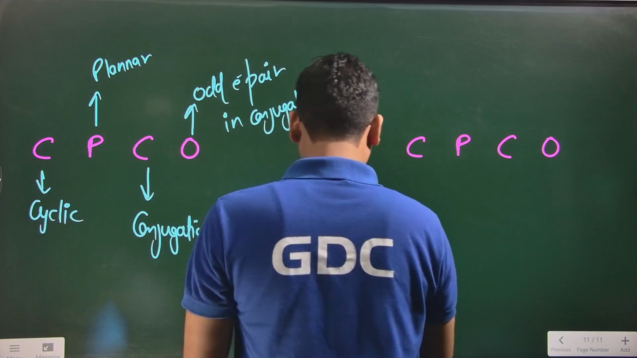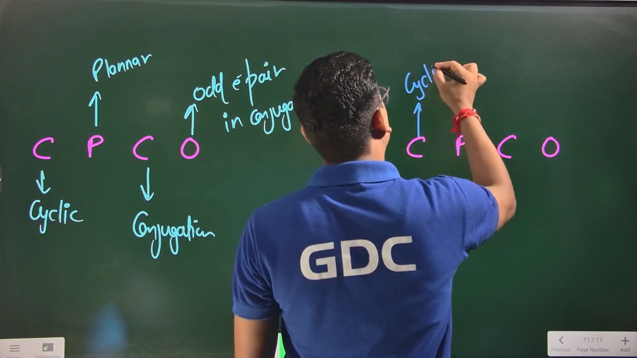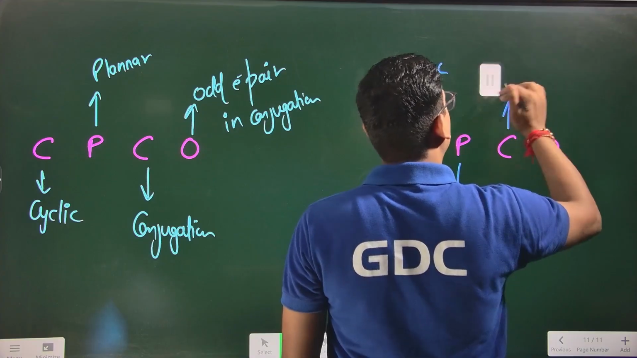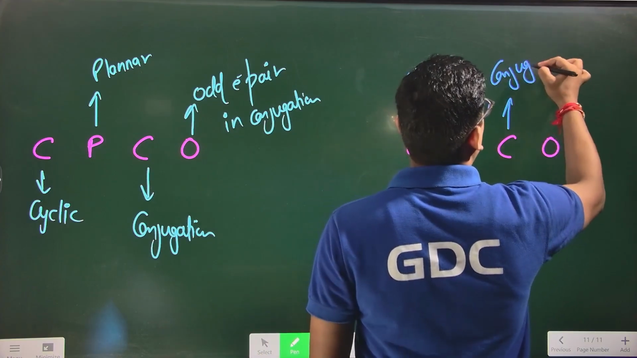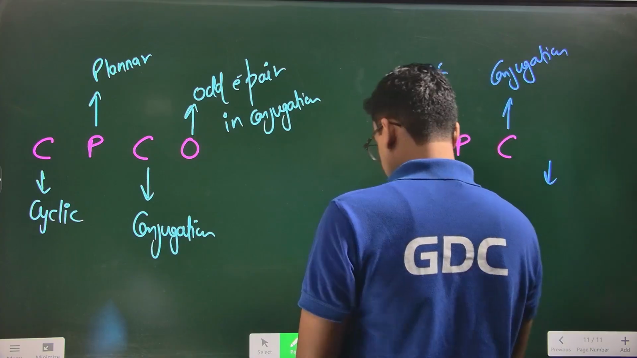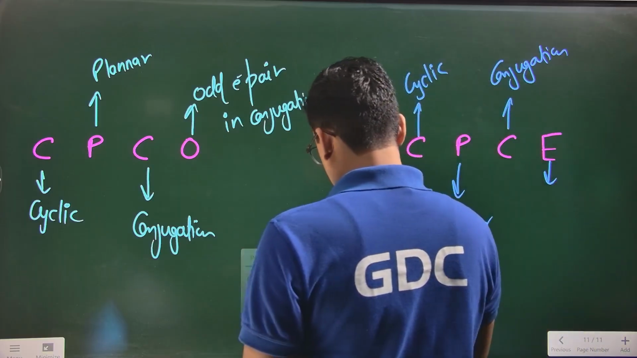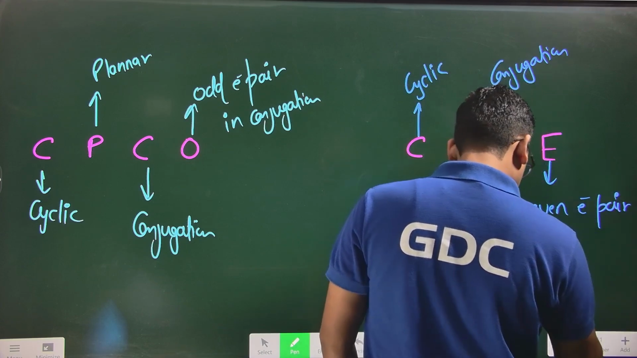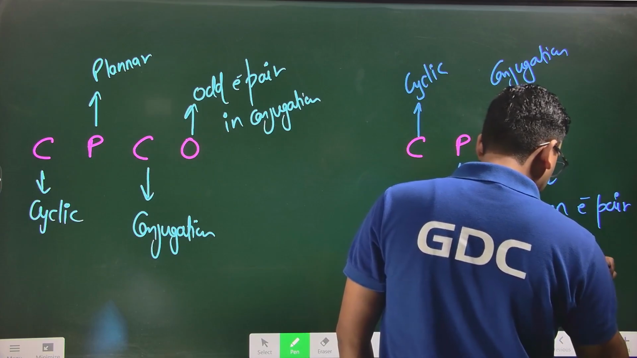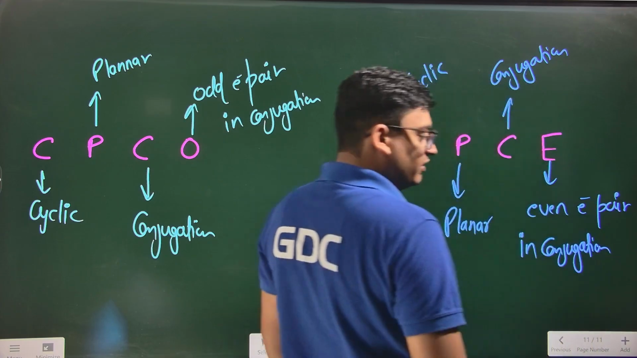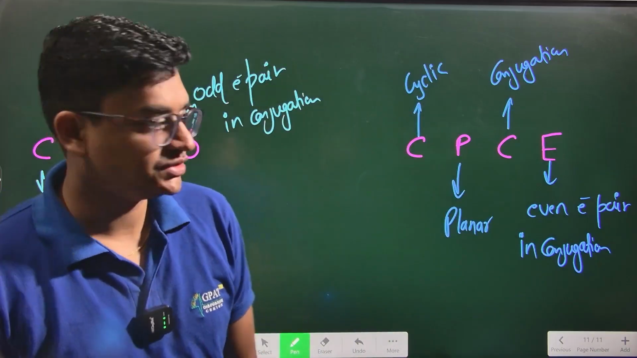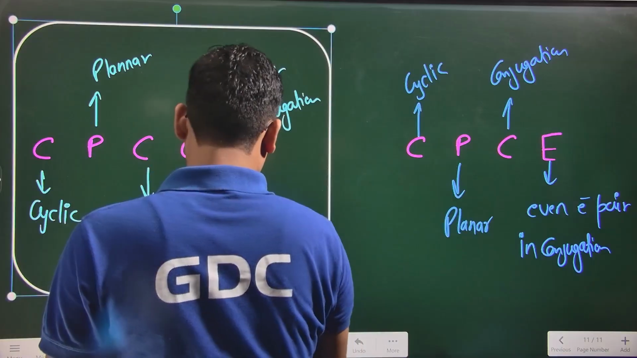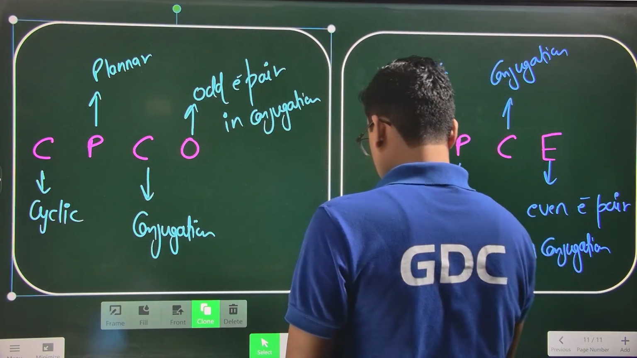While if the compound is having cyclic, planar, complete conjugation, and we have CpCE here, an even number of electron pairs in conjugation, then this will be the case for anti-aromatic.